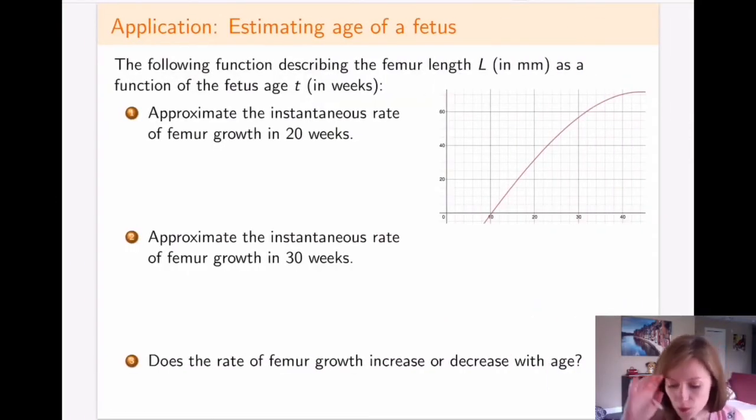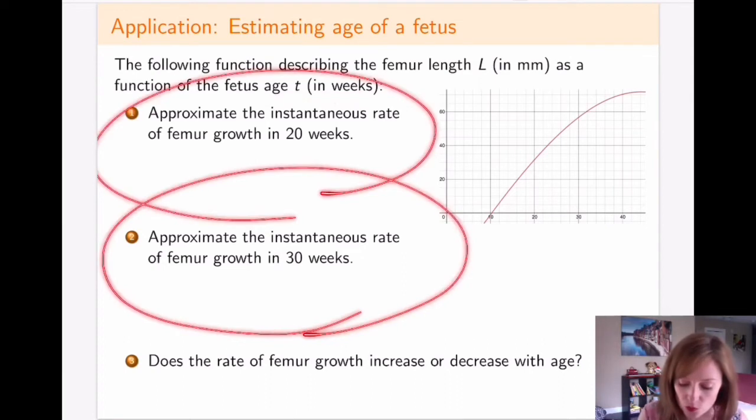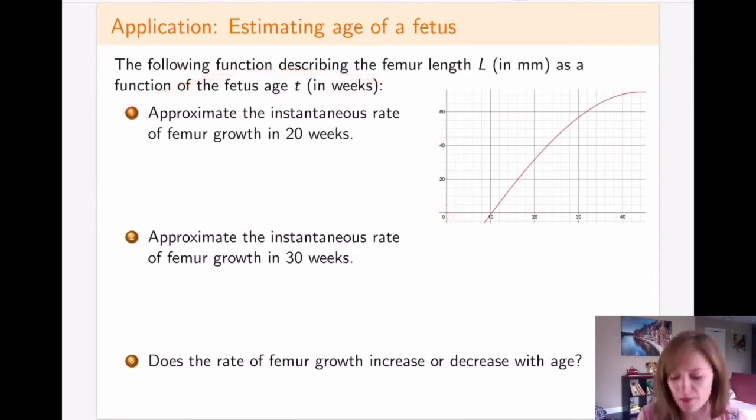So in this example, I'm not giving you a formula for the actual femoral length, but I'm giving you a graph of that function. This function approximates the femoral length in millimeters as a function of fetus age in weeks. And we're asked to actually compute the same things but at 2 different points in time, and then maybe talk about what trend we see in the computations that we've performed. So let's take a look first at what it is we're trying to compute.